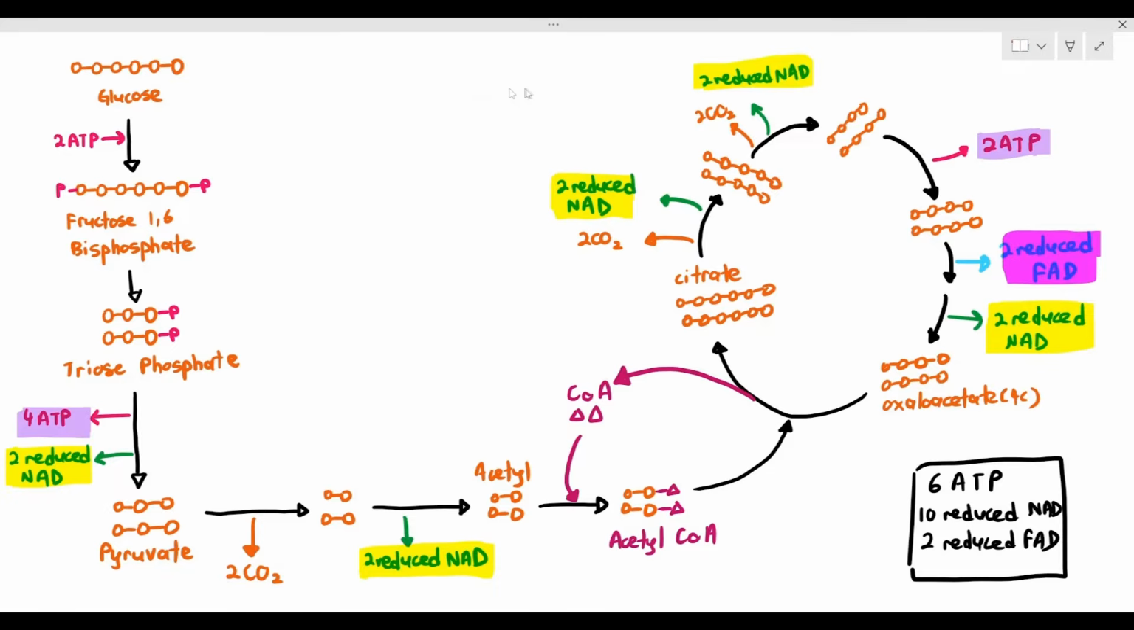It's okay. So in total, right now, from the breakdown of the glucose molecule completely through glycolysis, link reaction, and Krebs cycle, you have produced 6 ATP molecules, 10 reduced NADs, and 2 reduced FADs. And in the next video, we are going to be talking about what those reduced NADs and reduced FADs will be required for.